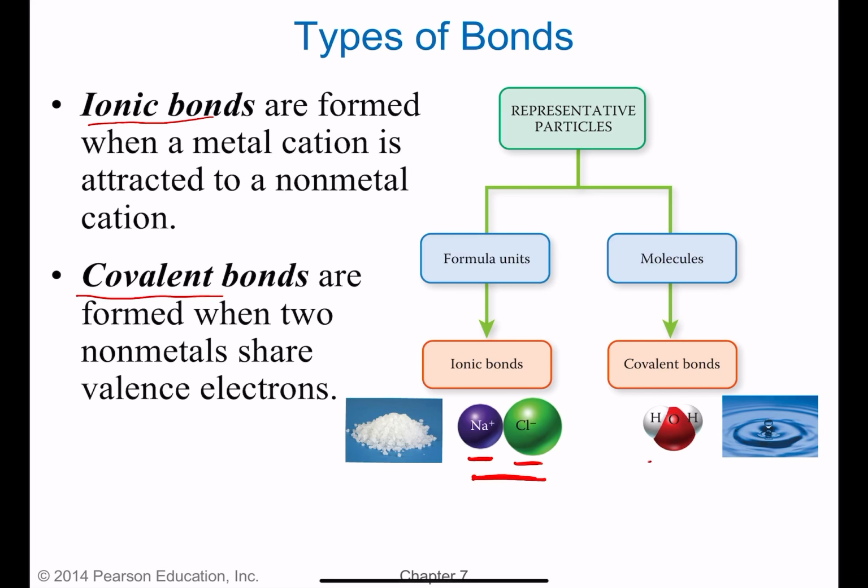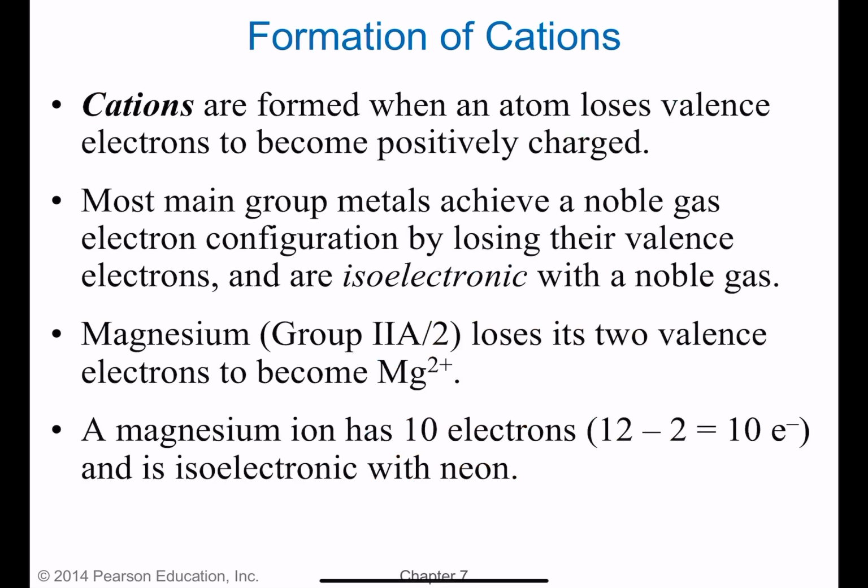Whereas with covalent bonds, we have two nonmetals coming together. So here we have oxygen and hydrogen. Both of those are classified as nonmetals. They're sharing the electrons here. With ionic, they're not sharing. So that's just a review. Not sharing the electrons. Those are the two types of bonding that we essentially have.